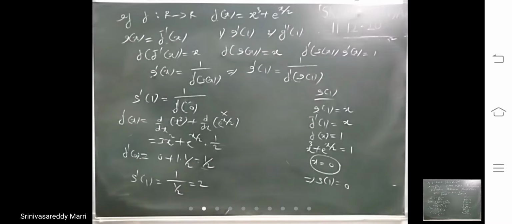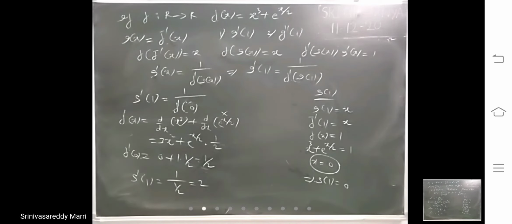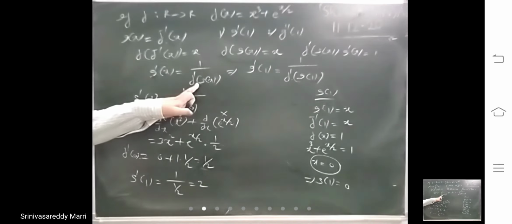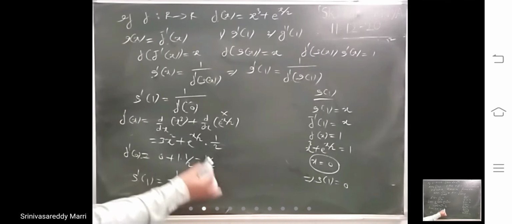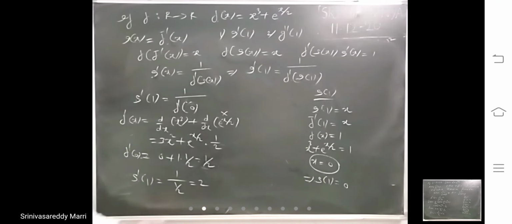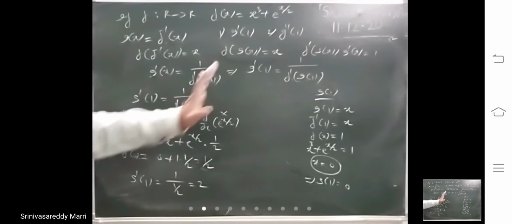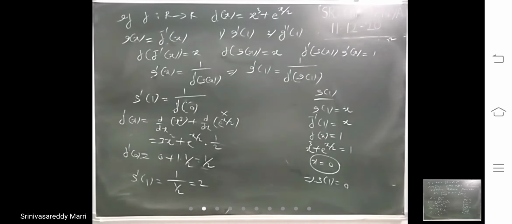He is asking g double dash 1. Look at what you have to do. You have to find g double dash x. Just like this, g double dash x you have to calculate. Don't take the derivative of g dash 1, that is, d by dx of 2. That is not correct. You have to find g double dash x and then substitute x.